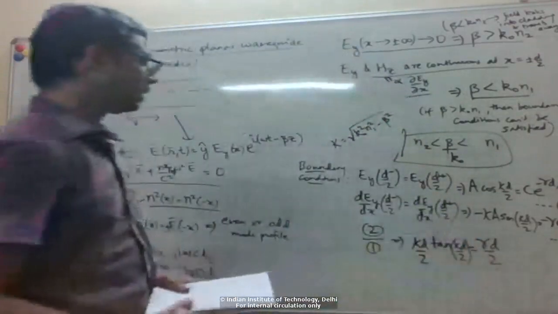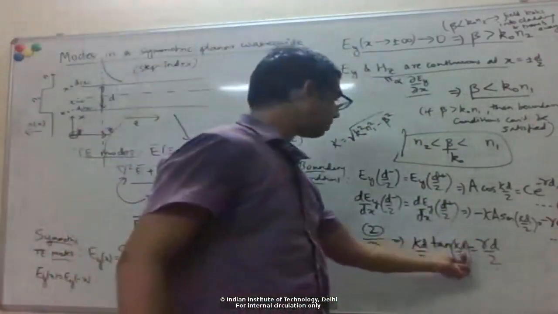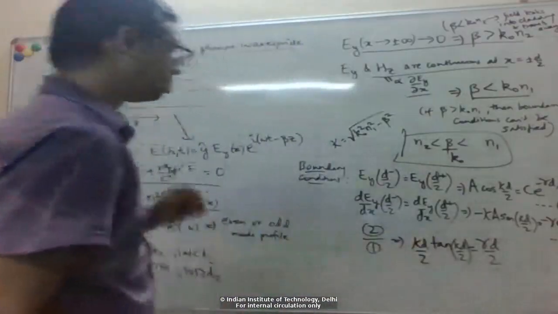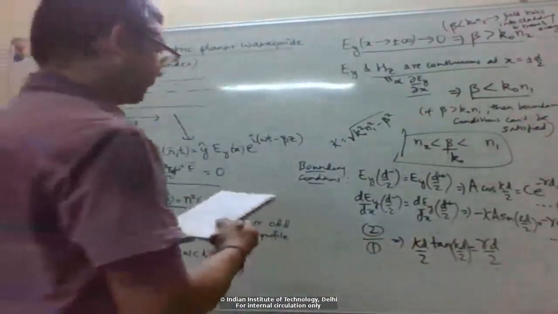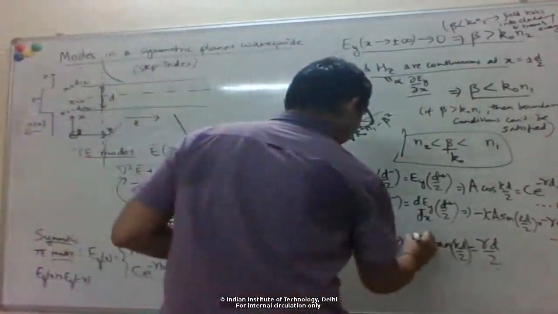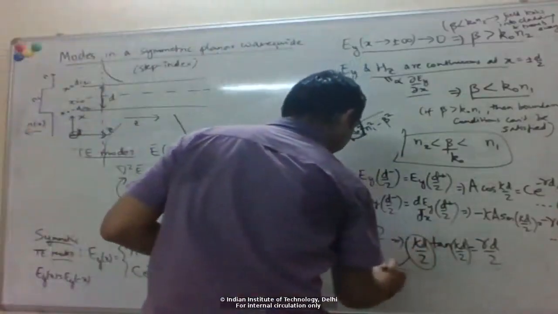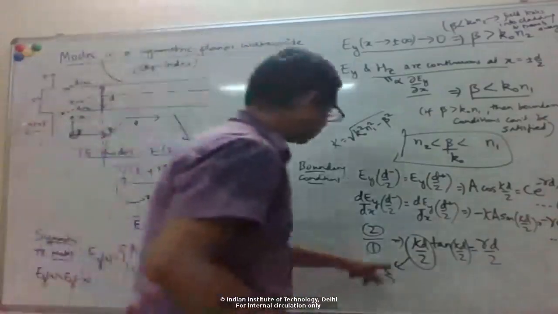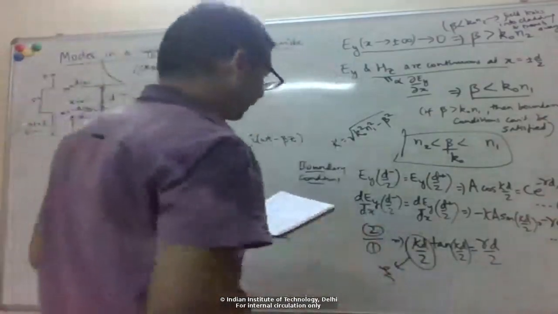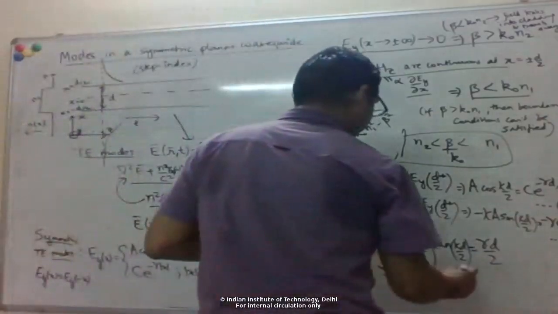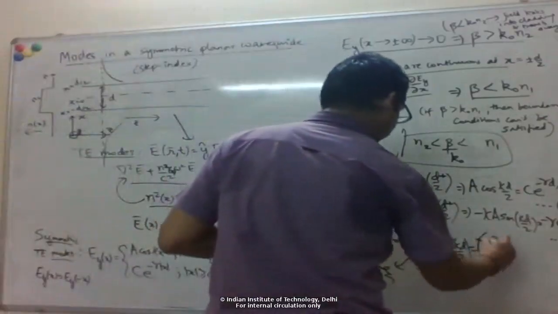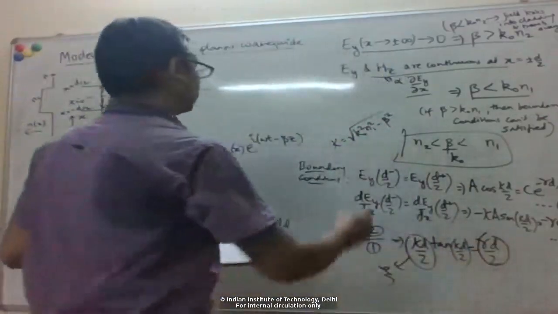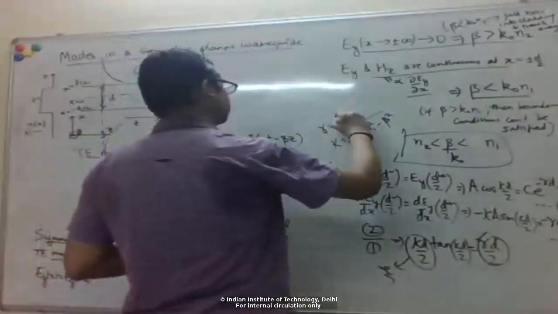Right, so this is the equation we'll get: kappa d by 2 times tan of kappa d by 2 is gamma d by 2. Right, so this kappa d by 2 we denote by this symbol zeta. And again, recall, this was kappa and this was gamma.